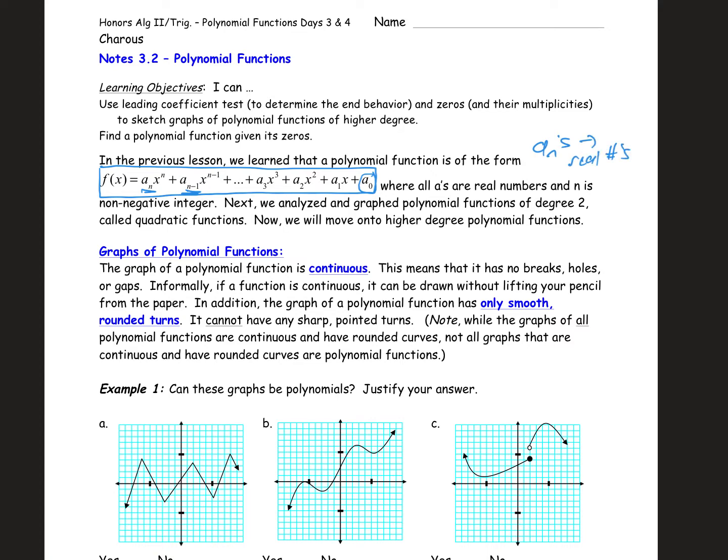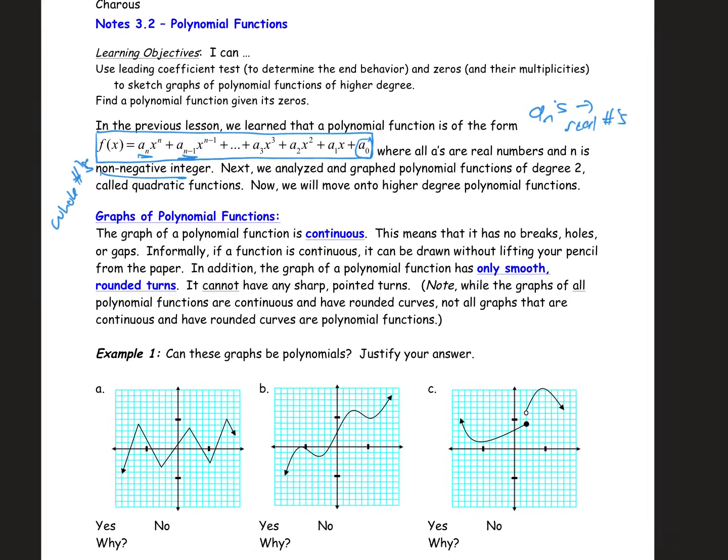And then the exponents are non-negative integers, or really we can just say they're whole numbers. So they cannot be fractions. They can't be negative fractions that don't reduce to positive integers. Okay, and then we focused on polynomial functions of degree 2, or quadratic functions. Today, what we're going to start talking about is graphs of polynomial functions of higher degrees.